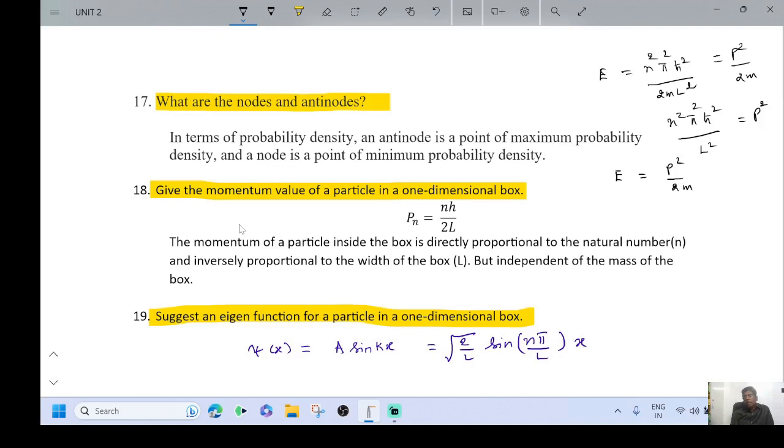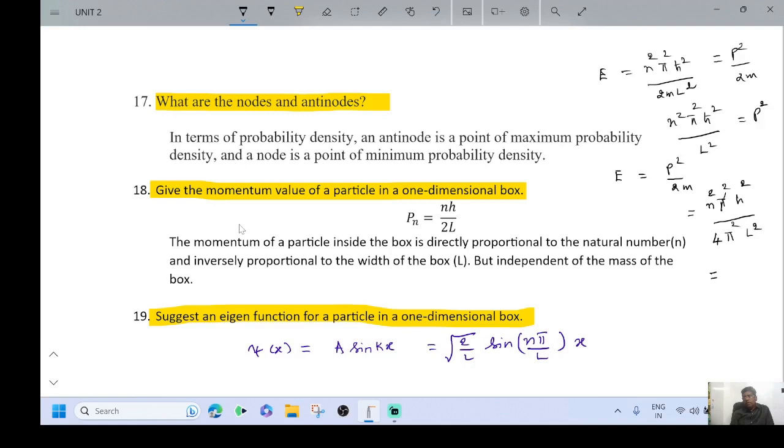Now we may write this is equal to n square pi square h square divided by 4 pi square L square.